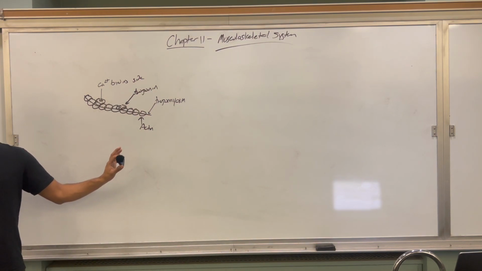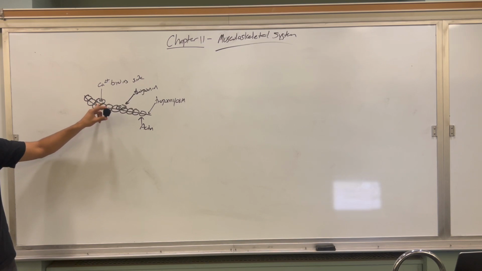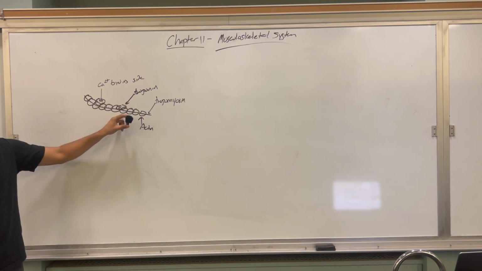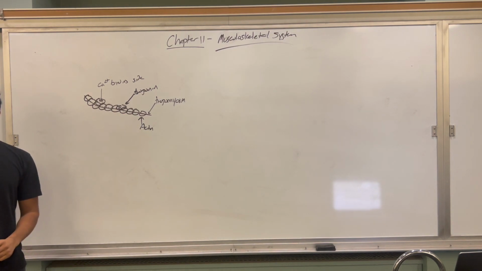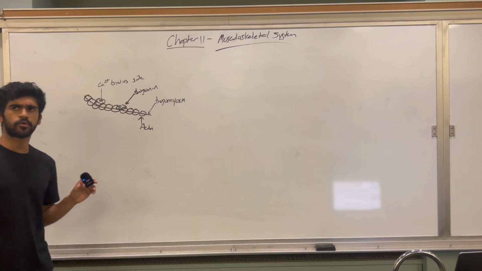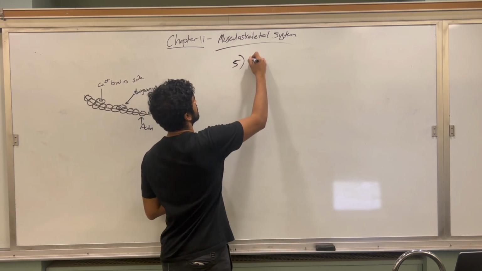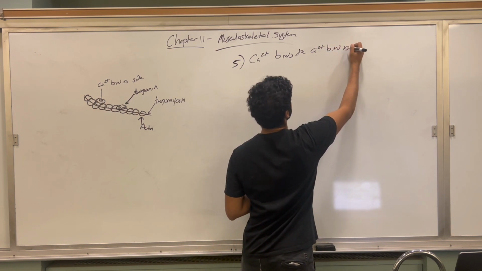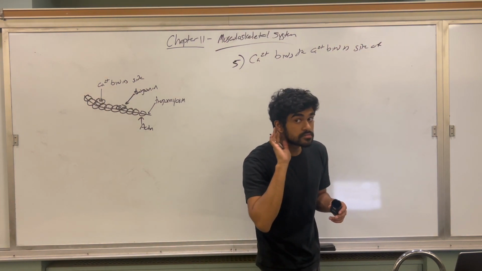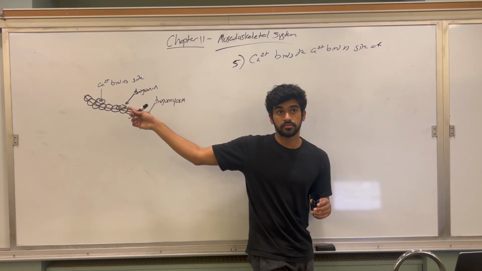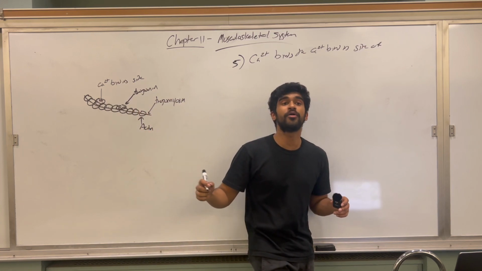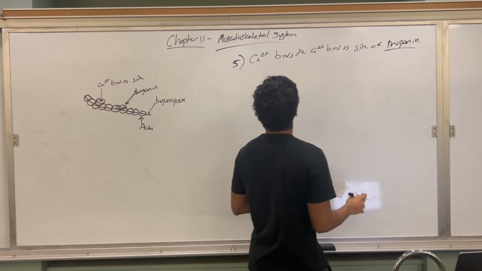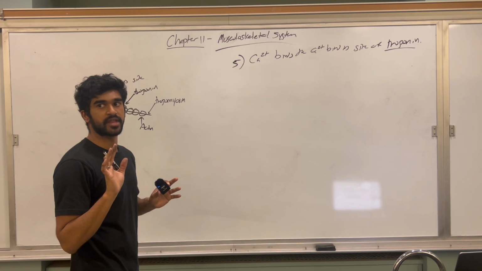I now realize how small this is. I apologize. All right, the calcium binding site on troponin. Troponin is attached to tropomyosin. Tropomyosin is attached to actin. And actin has those dots. What number are we up to? Five, right? Five. Calcium binds the calcium binding site of troponin.